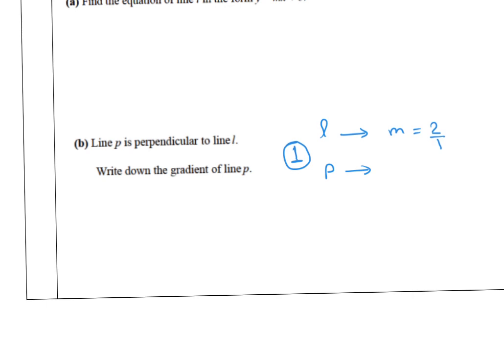So flip the fraction and change the sign to find the gradient of the perpendicular. Flip the fraction if you have a fraction and change the sign. So negative 1 over 2. So the gradient for line b is negative 1 over 2.